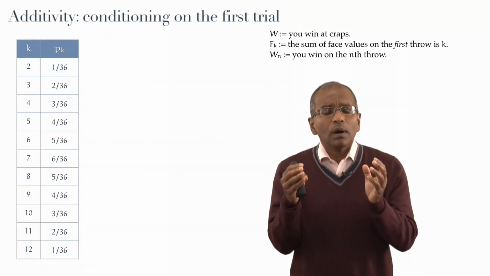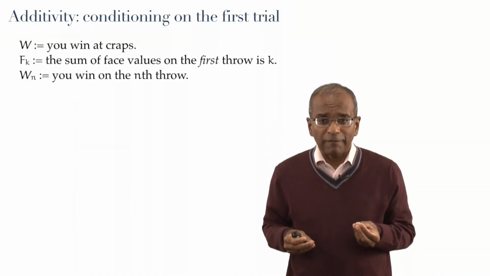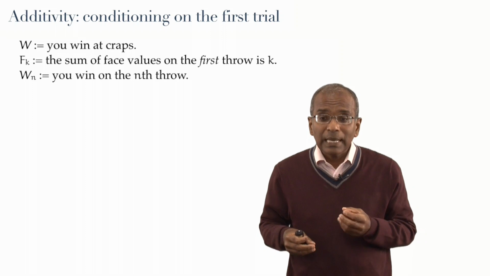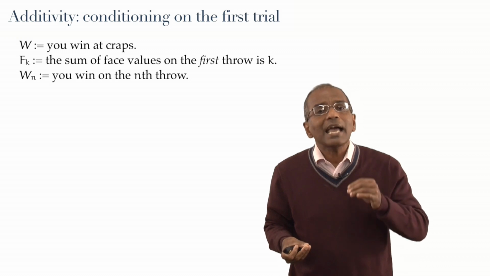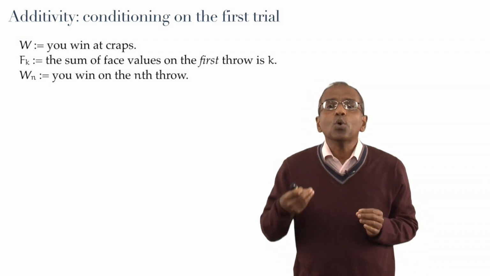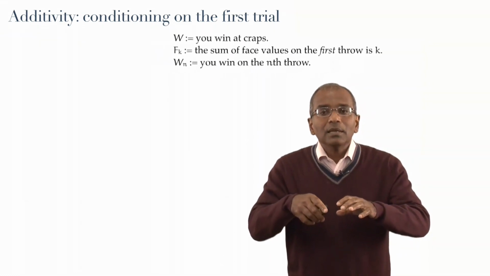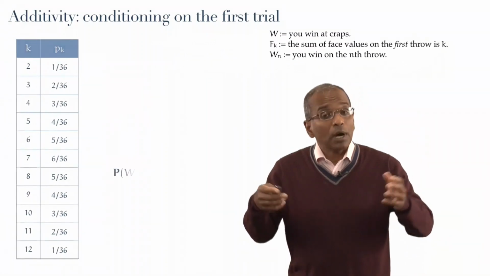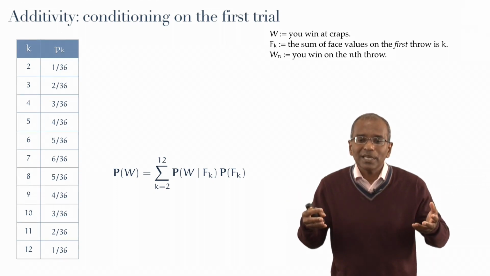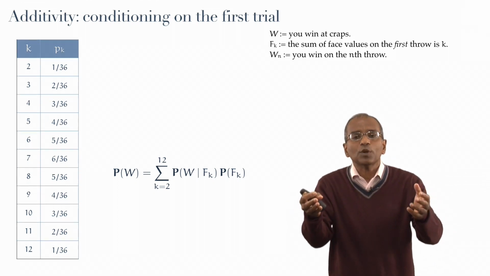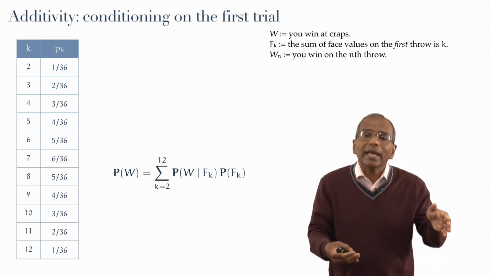So let's begin by conditioning on the first step, on the first trial. Recall, W stands for the event that you win eventually at craps. W sub n stands for the event that you win on the nth trial, and Fk stands for the event that you throw a number k on the first trial. The events F2, F3 through F12 partition the space, and by an immediate appeal to total probability, to additivity, we can decompose the probability of winning by conditioning on the probability of winning having thrown k on the first trial.